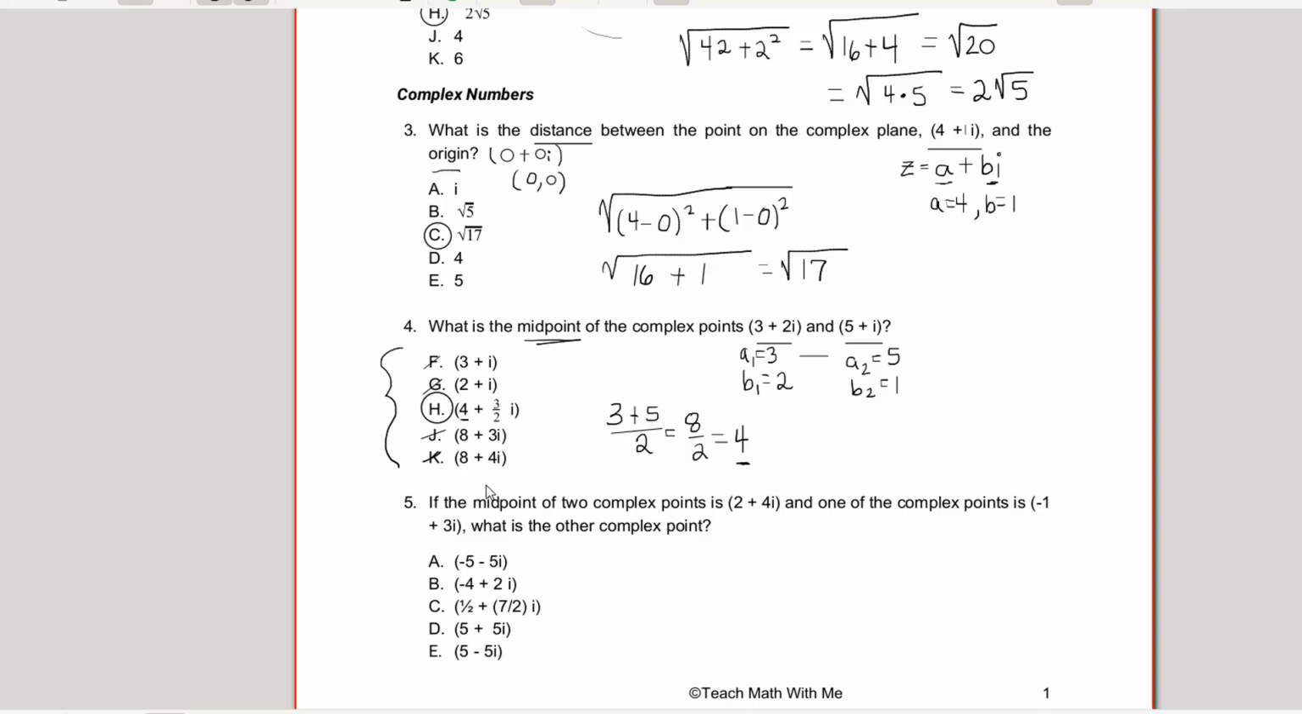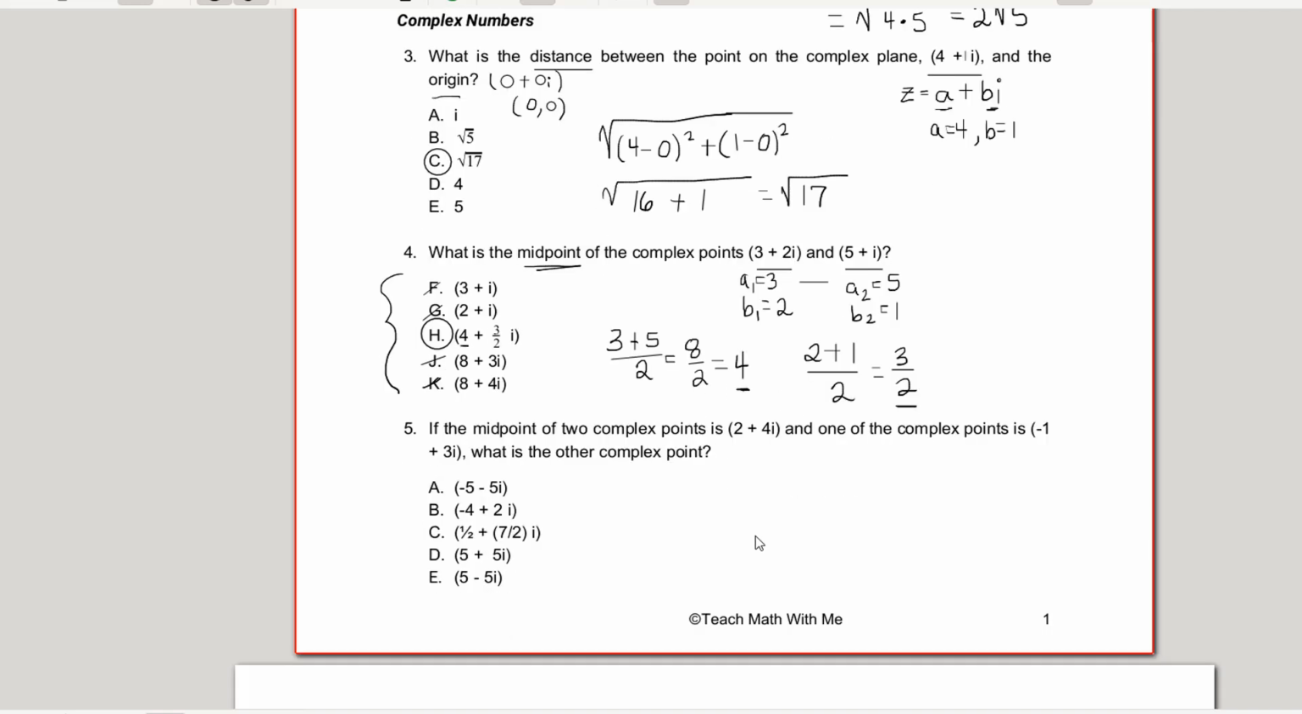For the purposes of us learning, though, because that may not always be the case that the one answer is the only one we have, let's continue on working to figure out the b component, which should be 3 halves, but let's check. So we're going to add up each of the b components, divide by 2, and there we get 3 halves. This is the imaginary component here. And that follows along with answer choice H.